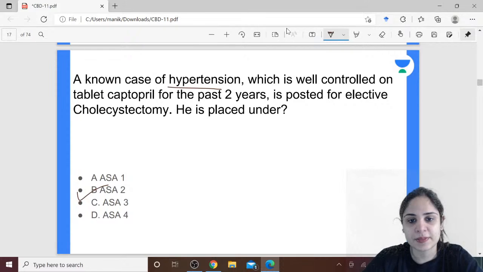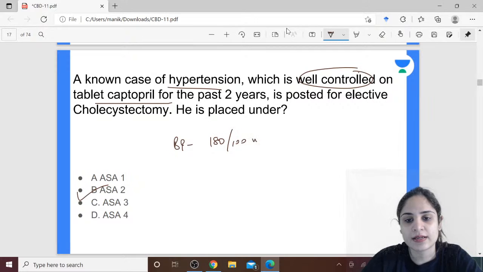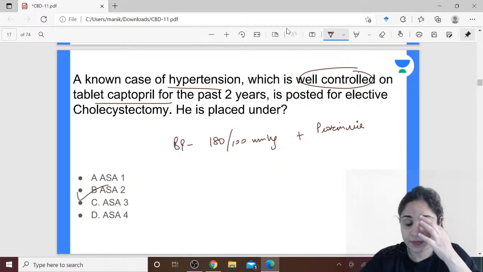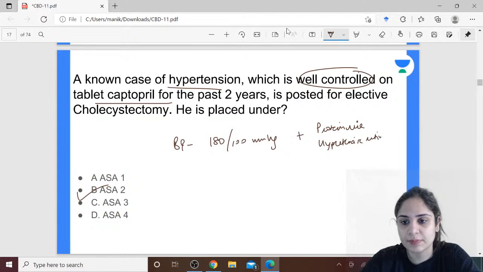So he is having hypertension and he is taking treatment for it, and the hypertension is well controlled. So this is ASA 2. Now I'll give you a similar situation. This patient comes to me, I check his BP, he says I'm on tablet captopril and his BP is 180 by 100 mm Hg. Along with that, he says he has started getting proteinuria now, and he also has hypertensive retinopathy. Now can you tell me the ASA classification of this patient?